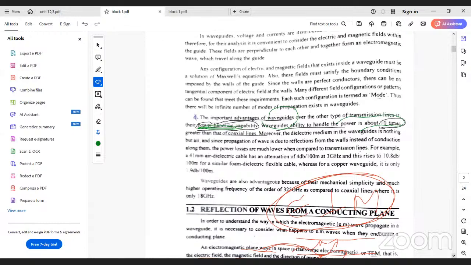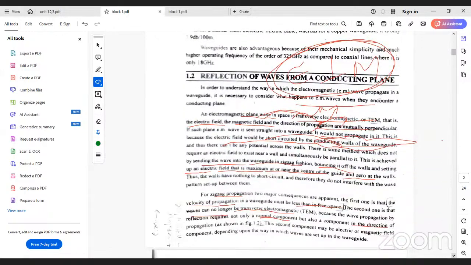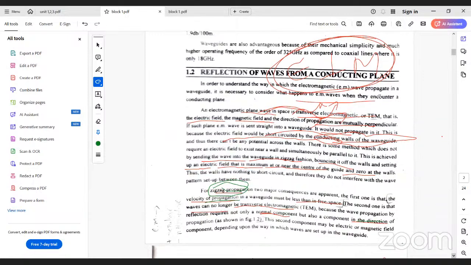Next, we discussed reflection of wave from a conducting plane. If I send a normal wave, it collides with the walls of the device. To solve that, we are using zigzag propagation of the wave. With zigzag propagation, the velocity of propagation is less than the velocity of free space. And we also concentrate on the direction in which it is flowing.